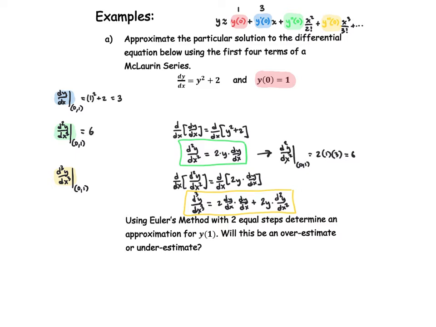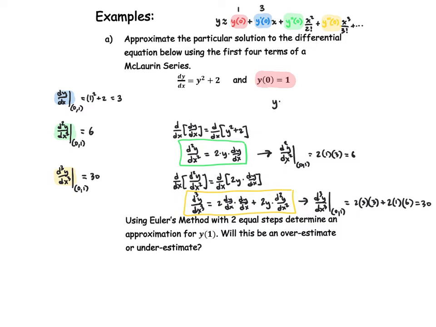And the third derivative, evaluated at 0, 1, is going to be equal to 2 times dy dx, which I knew was 3, times dy dx again, which was 3, plus 2 times y, which was 1, times the second derivative, which was 6. Looks like, if I'm not mistaken, that'll come out to be 30.